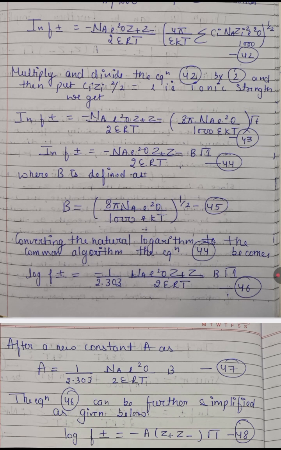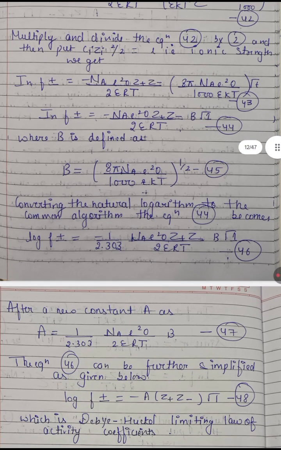ln f plus minus equals minus Na into e naught square into z plus into z negative divided by 2 into epsilon into R into T bracket start 4 pi by epsilon into k into T summation ci into Na into zi square into e naught square divided by 1000 bracket closed to the whole power 1 by 2. This is equation 42.